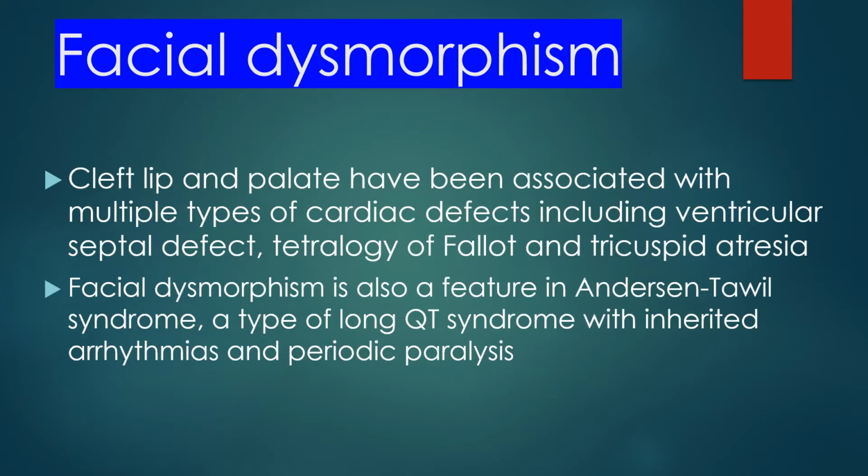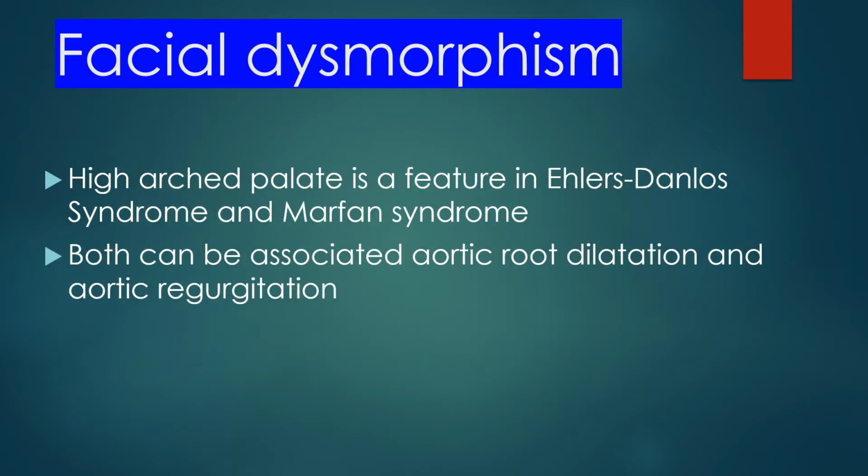Cleft lip and palate have been associated with multiple types of cardiac defects, including ventricular septal defect, tetralogy of Fallot and tricuspid atresia. Facial dysmorphism is also a feature in Anderson-Tawil syndrome, a type of long QT syndrome with inherited arrhythmias and periodic paralysis. High arched palate is seen in Ehlers-Danlos syndrome and Marfan syndrome. Both can have aortic root dilatation and aortic regurgitation. These are connective tissue disorders.